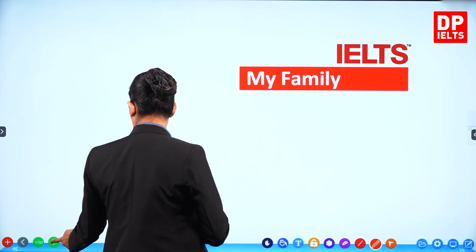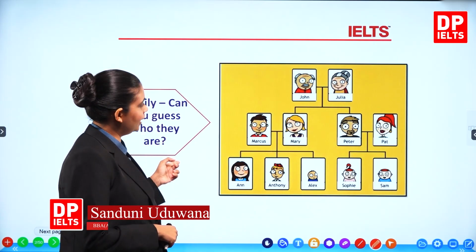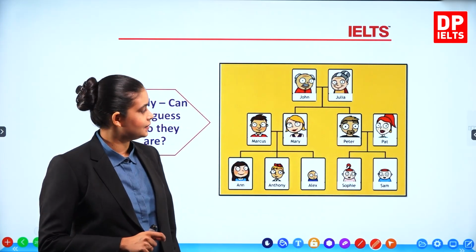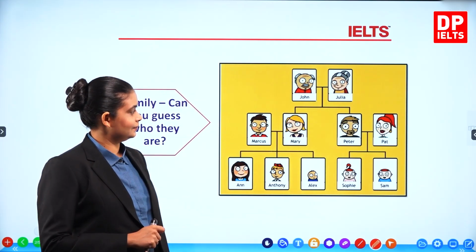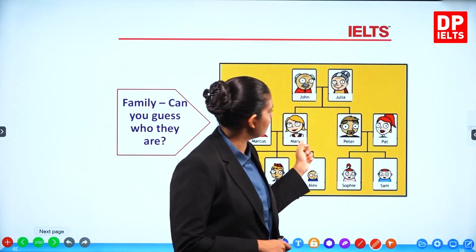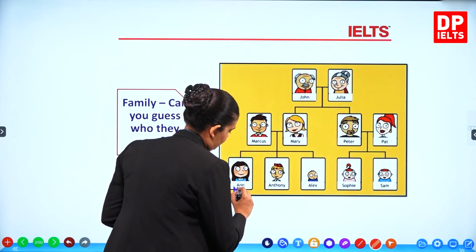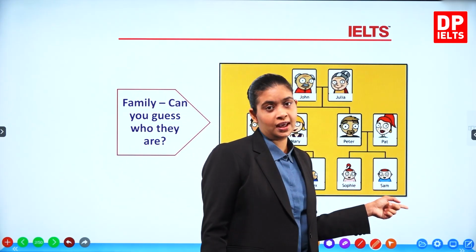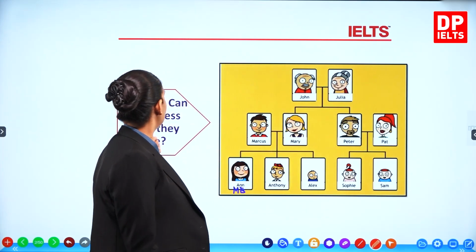Let's have a look at what we have. Family. Can you guess who they are? Right? So this is my family. So you have John here, you have Julia, Marcus, Mary, and this is me. Anthony, Alex, we have Sophie, and we have Sam. I'm Anne, right? So can you guess who they are?